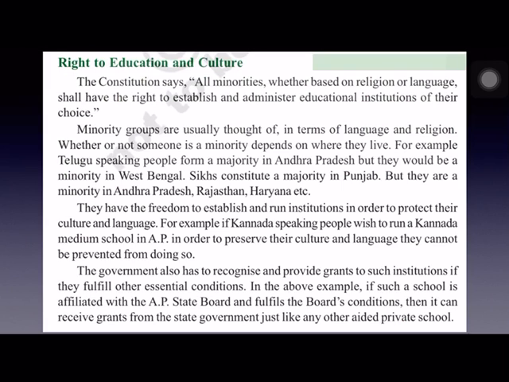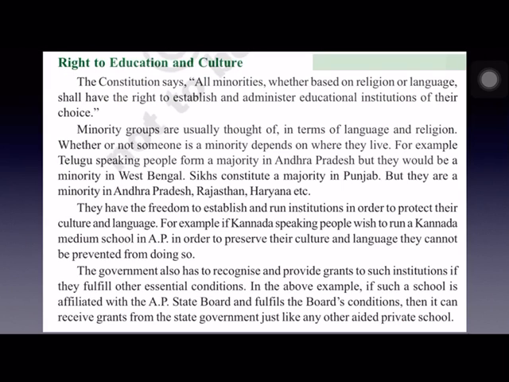In the same way, if Keralites come and settle here in Andhra, they can start a Malayalam medium school here. Like that, they can start their own educational institutions of their choice according to this right to education and culture. Article 29 gives the right to minorities to protect their language and culture, and Article 30 says that all the minorities have the right to establish their own educational institutions.